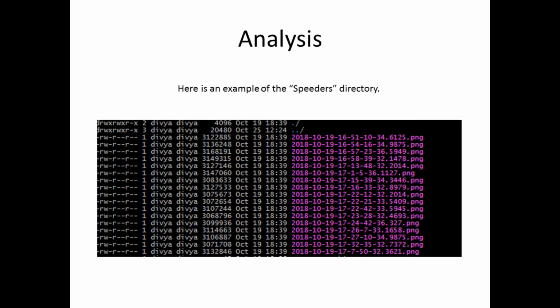So here is an example of the speeders directory. Notice that the speeds listed in the file name are all greater than 32 miles per hour.